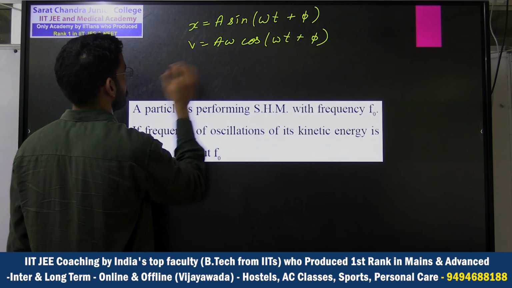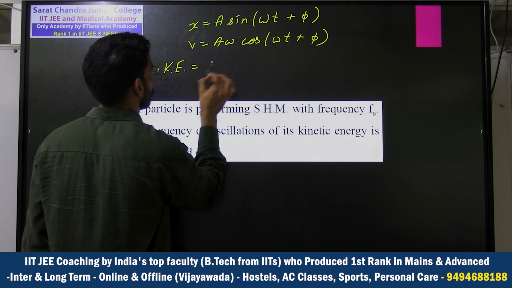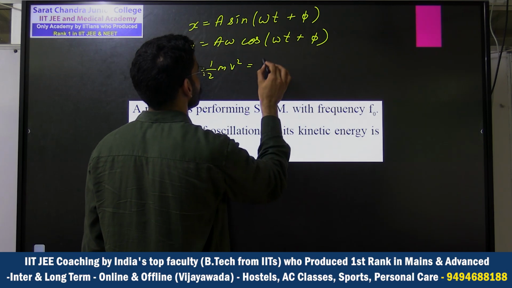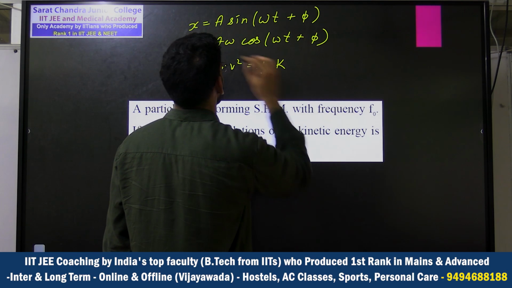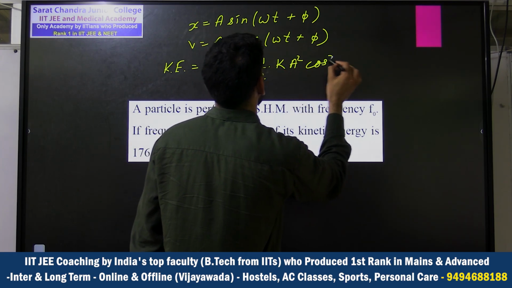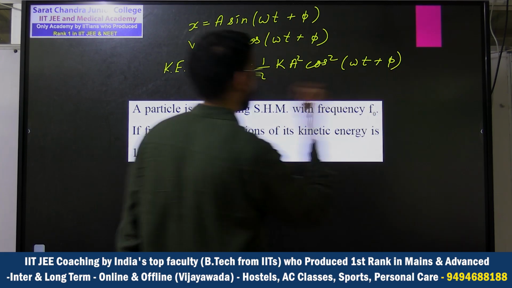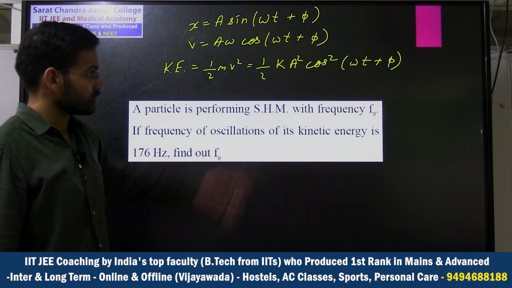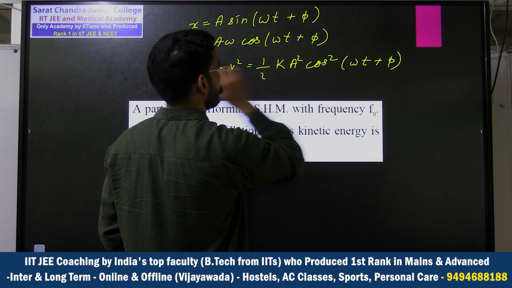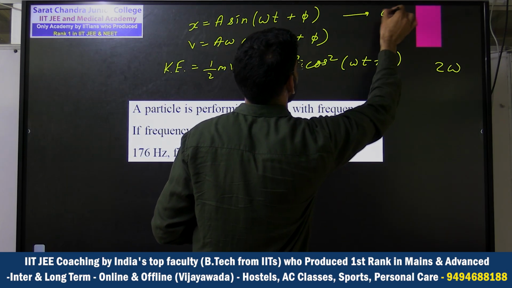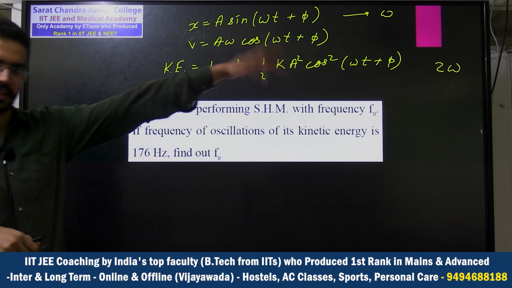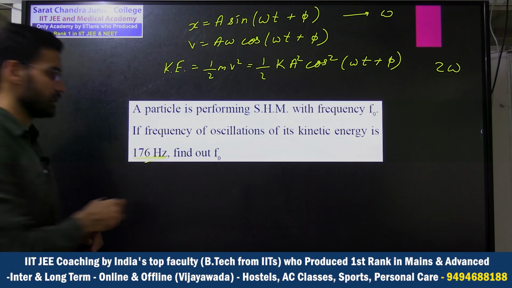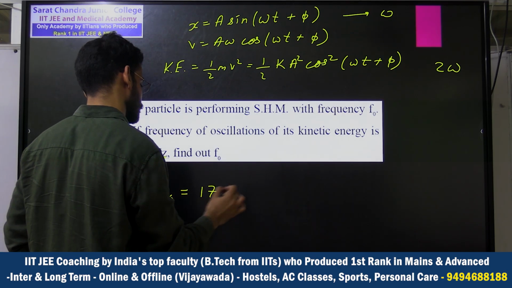So your kinetic energy will be half mv square. Here you will say half m omega square, which is k, and then a square cos square(omega t plus phi). Now remember, when you are comparing the phase, you have to convert this into linear, so you will use the cos 2 theta formula. So here his omega is 2 omega, and here his omega is omega, so frequency is directly proportional. If he is saying the kinetic energy frequency is 176, then f0 will be half of that, 176 by 2.